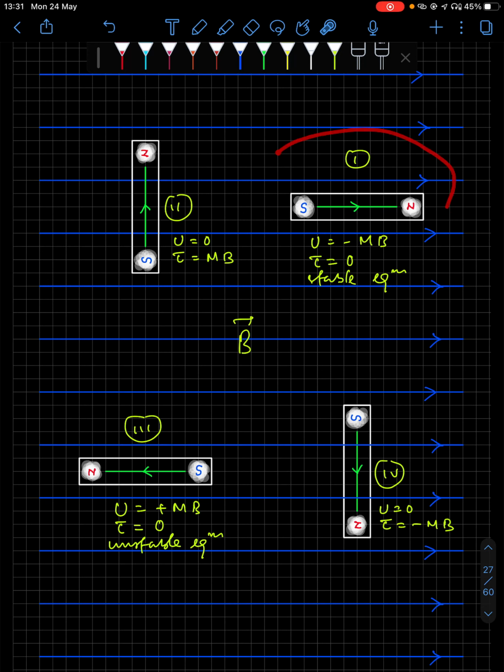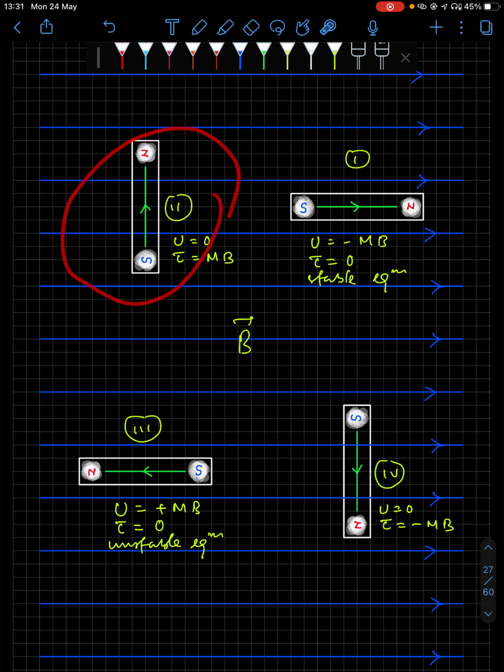Now in case 1, you see here theta value is 0, since north is lying along the field, south is lying opposite to the field. So in this alignment the potential energy comes out to be minus MB. For cos 0 it is 1, and therefore minus MB cos 0 degrees will give you minus MB. So here potential energy is minimum, it will not have any tendency to change from this position. Here no torque is acting because MB sin 0 is 0. So torque acting on the dipole when it is parallel to the magnetic field is 0. So you call this situation stable equilibrium. Stability is there and this is an equilibrium condition.